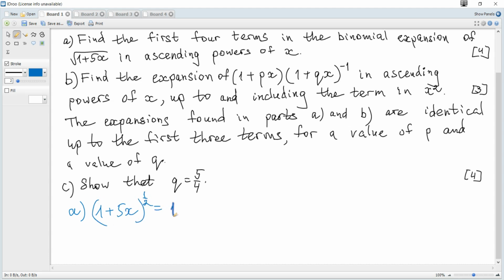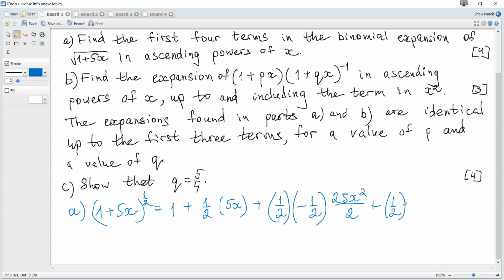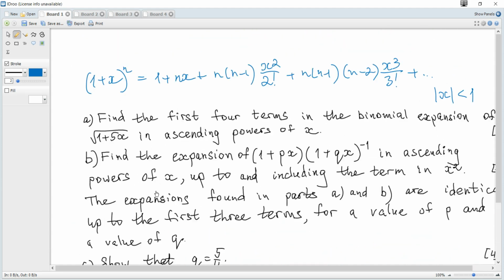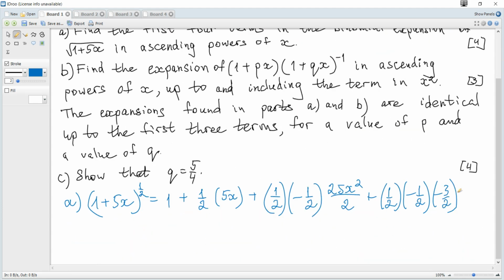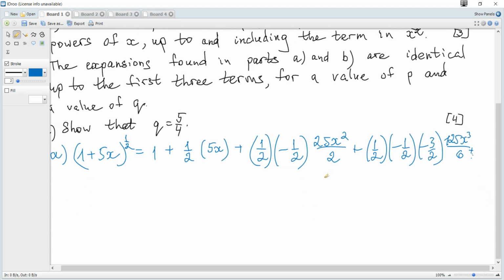it is equal to 1 plus nx plus n times (n minus 1) times x squared. It's 5x and squared, so it's 25x squared over 2 factorial, which is 2, plus n times (n minus 1) times (n minus 2) times x cubed. Not just x, it's 5x as x in this formula, so it's 5x and then cubed, so it's 125x cubed over 3 factorial, which is 6, and plus so on.